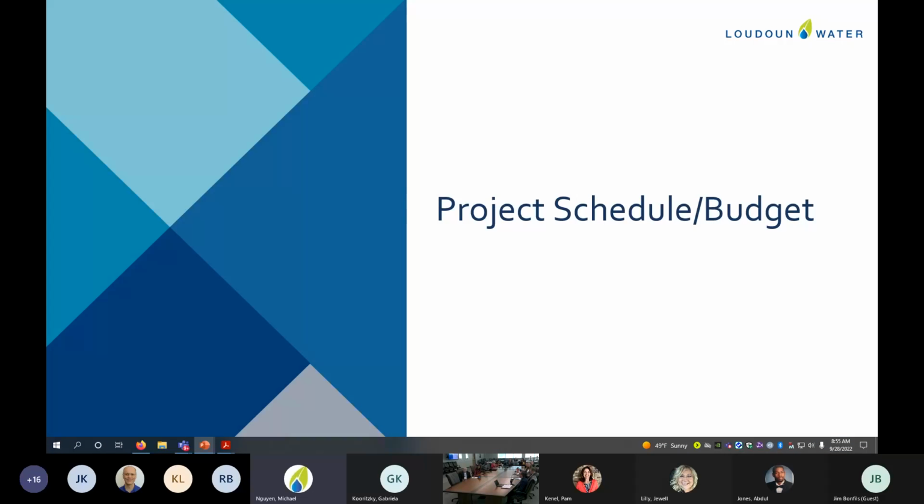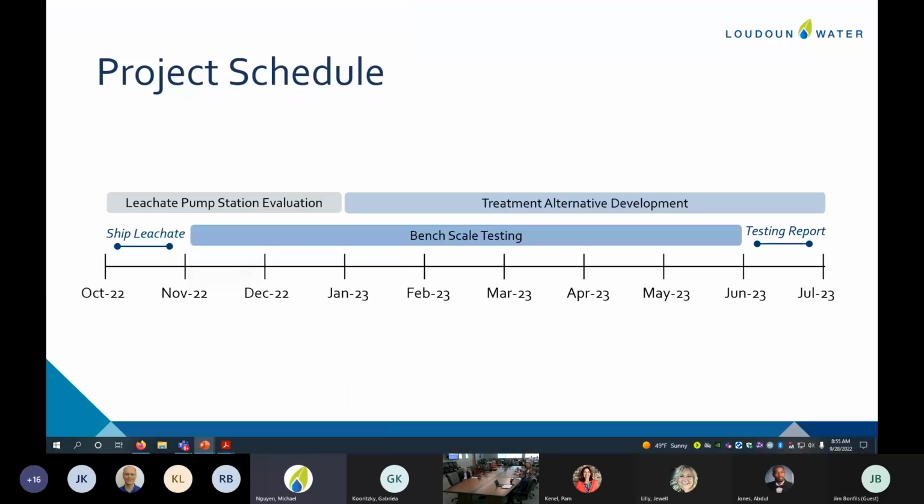This was an excellent transition. Schedule-wise, this is going to be a 9-month study. So we're hoping to get authorization here from the CIP committee, take it to the October board. And we'd start with 2 main steps. One is shipping all that leachate to Washington. And then also, our evaluation of the pump station.